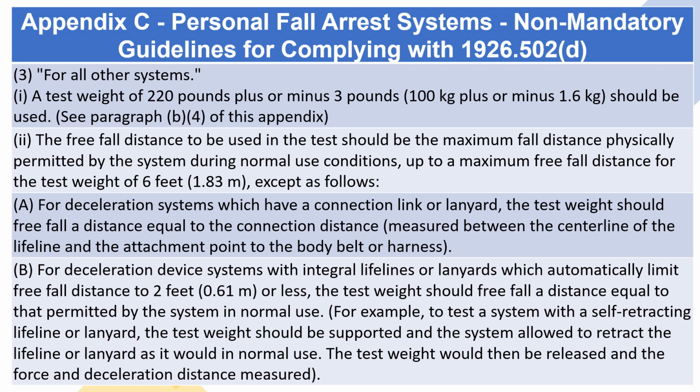B. For deceleration device systems with integral lifelines or lanyards which automatically limit free fall distance to 2 feet (0.61 meters) or less, the test weight should free fall a distance equal to that permitted by the system in normal use. For example, to test a system with a self-retracting lifeline or lanyard, the test weight should be supported and the system allowed to retract the lifeline or lanyard as it would in normal use. The test weight would then be released and the force and deceleration distance measured.